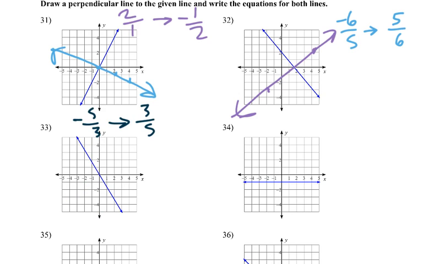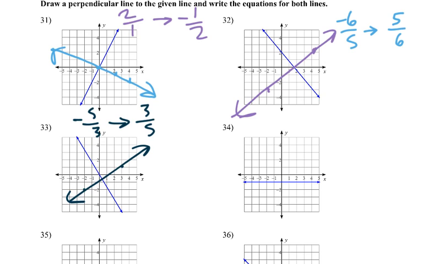So I pick a point anywhere. Then we go up 1, 2, 3, to the right 1, 2, 3, 4, 5. And there's our point right there. Draw my line, and there's my line perpendicular.